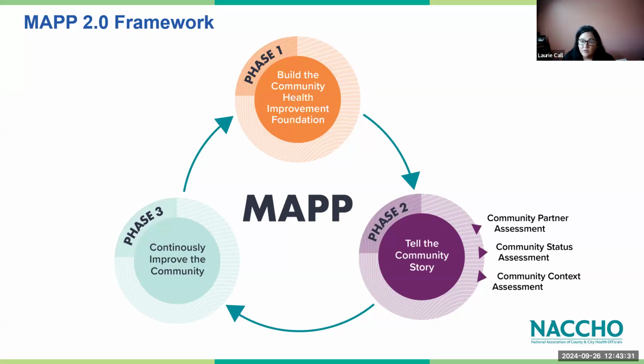Then there's phase two, which are the assessments. There are 3 assessments in this process instead of 4, and we'll go through all those today. And then phase 3 is really the community health improvement planning portion of the work.